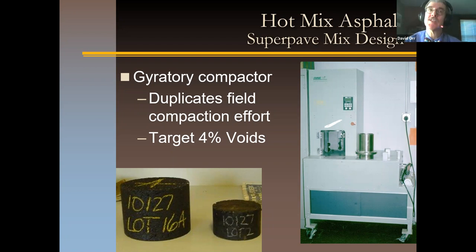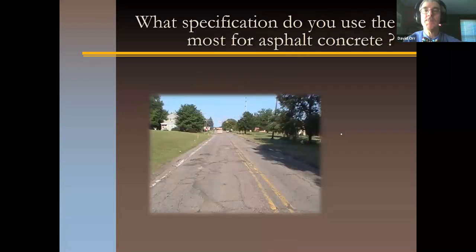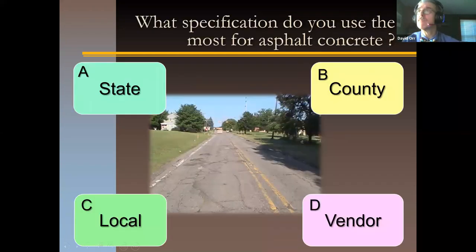But make sure you've got a spec that you know and you understand. We could spend a whole hour talking about specs. I wish I had more time. But let me just, because I'm curious myself, what specification do you use the most? Do you use a state spec? Do you use a county spec? Do you use some other local spec that you piggybacked off? Or do you go get one from the vendor? I'm just curious, what are y'all using? What's the most commonly used spec that you're using for asphalt concrete?